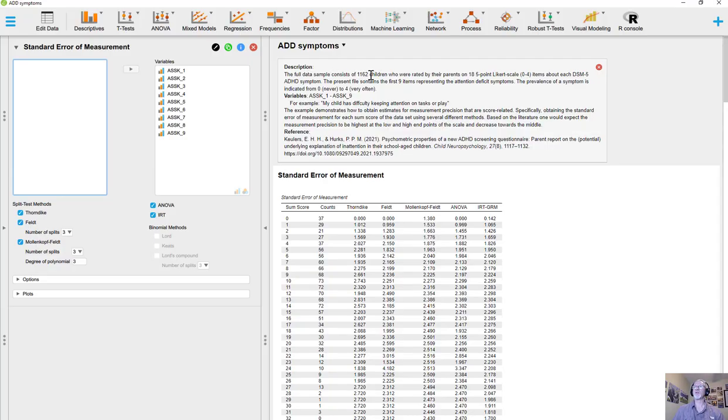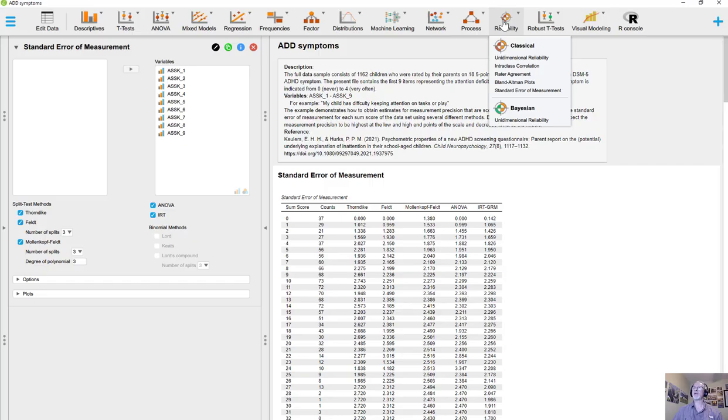There's a little over 1,000 children whose parents rated them on symptoms such as my child has difficulty keeping attention on task or play. Each of these items was rated from 0, a judgment of approximately never, to 4, very often. It's like a Likert scale, although technically not a Likert scale. It is an ordinal measurement system.